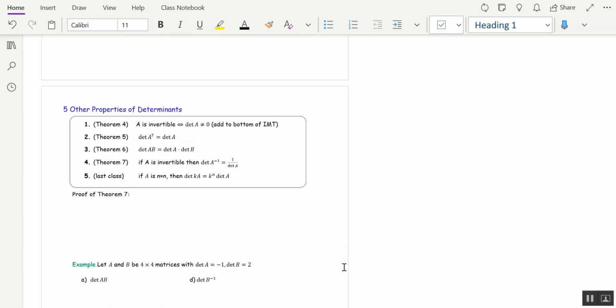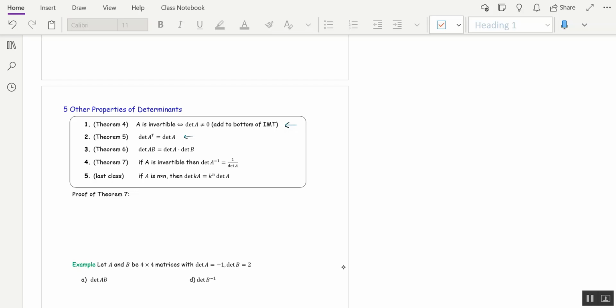All right, some more properties of determinants, and I've combined a bunch of results in your textbook into just one big blob here. Theorem 4, which is number 1 here, just generalizes a result that we already have for 2 by 2 matrices. A is invertible if and only if the determinant of A is not 0, so we can add that to the bottom of our IMT. Number 2, which is theorem 5, tells us that the determinant of A transpose is the determinant of A. Now, this should not be a surprise because cofactor expansion works across any row or down any column. But the columns of A are the rows of A transpose.